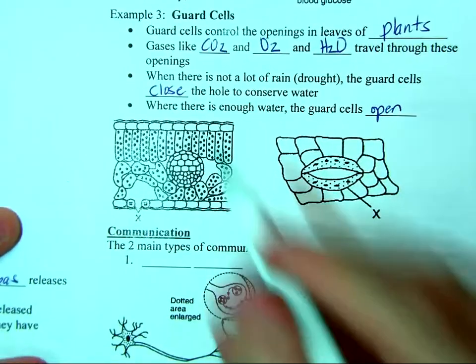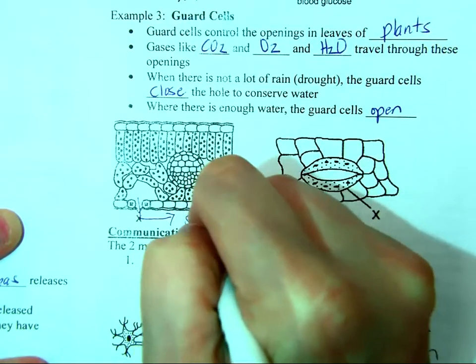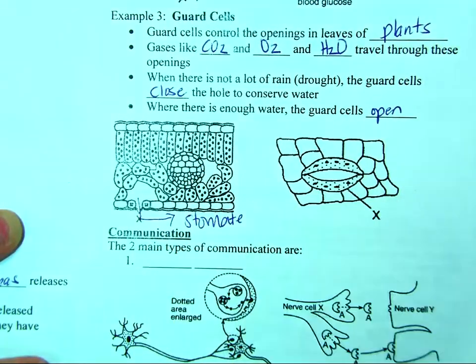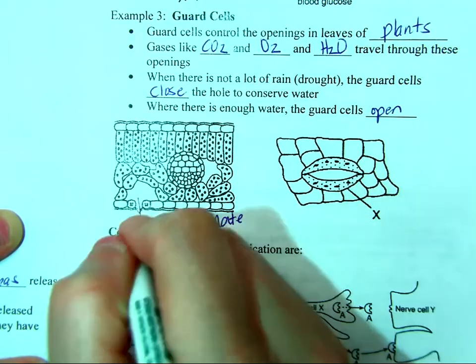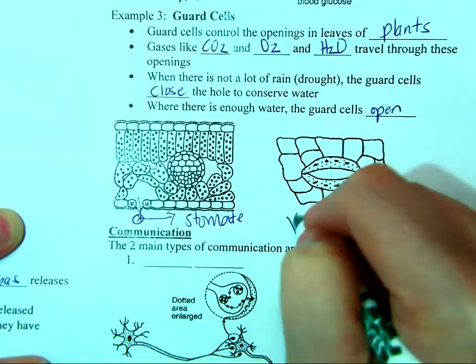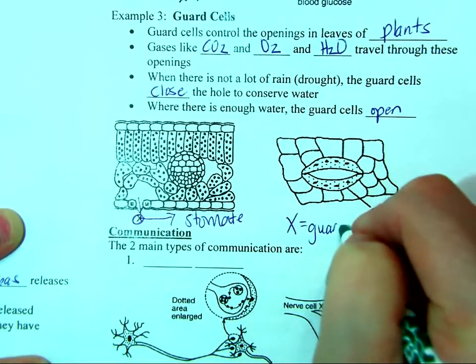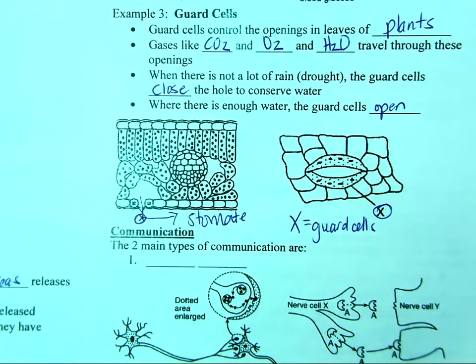Okay, so let's take a look. Down here, what was that hole again? Stomates, good. The hole is called the stomate, and then the ones on the side, the X and the X are the guard cells. And if you recall back, we watched a short video on how those guard cells open and close. So that's the summary of homeostasis.